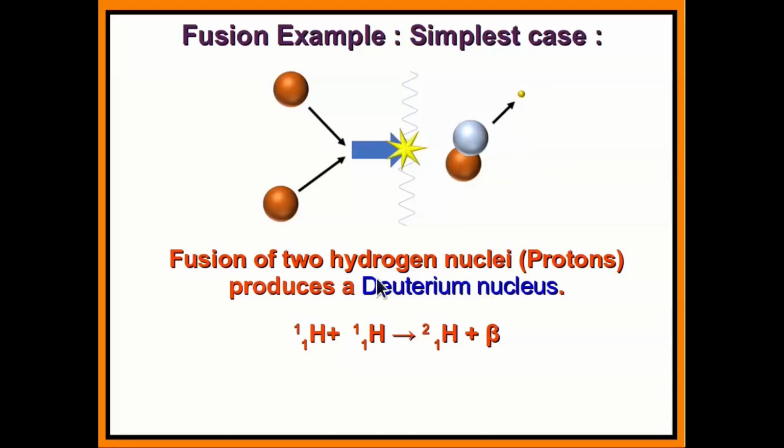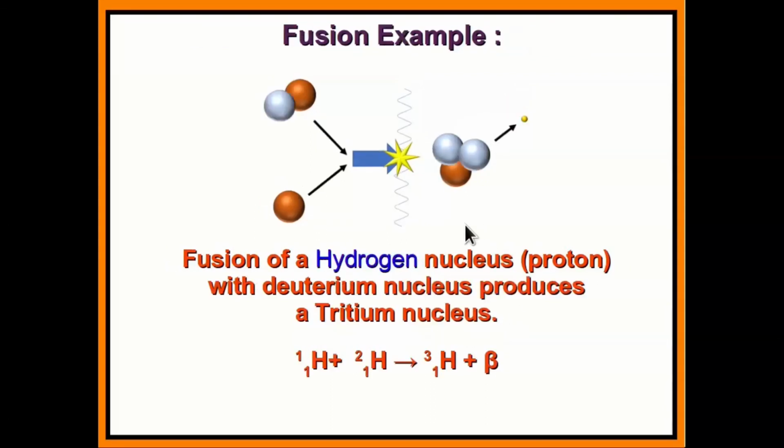Fusion of two hydrogen nuclei produces a deuterium nucleus. 1H plus 1H gives 2H plus beta. So deuteron plus an electron. This is the next higher scale process. We have a proton and a deuteron. Fusion of a hydrogen nucleus, which is essentially a proton, with a deuterium nucleus will produce a tritium nucleus, plus of course a beta particle.